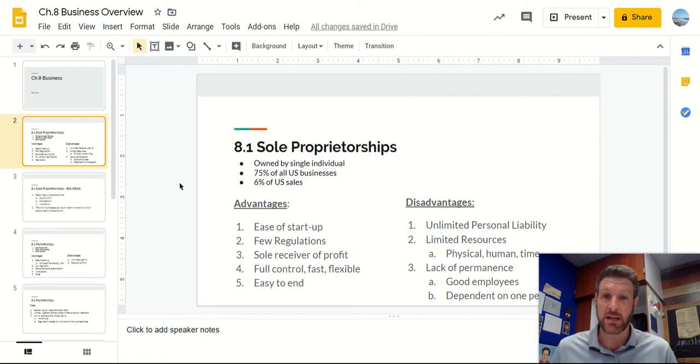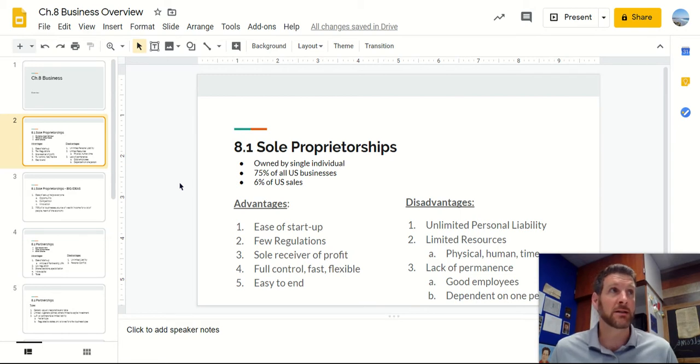Obviously, it's nice if you get to keep all the profit. It also means that they're very efficient because you can make fast and quick decisions because you have full control. And they're also, as it says, easy to end.